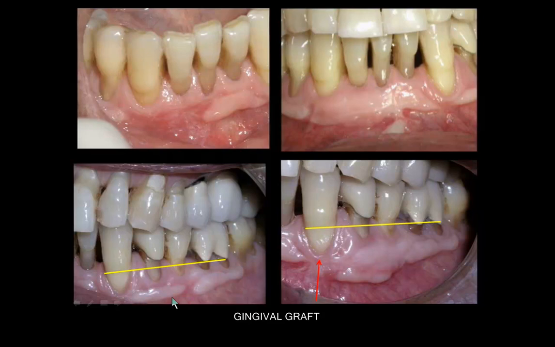However, the free gingival grafts here created a good zone of attached gingiva at the bicuspid area, as you can see it here. So why the free gingival graft failed to create an attached gingiva and cover the root surface at the lower left canine?